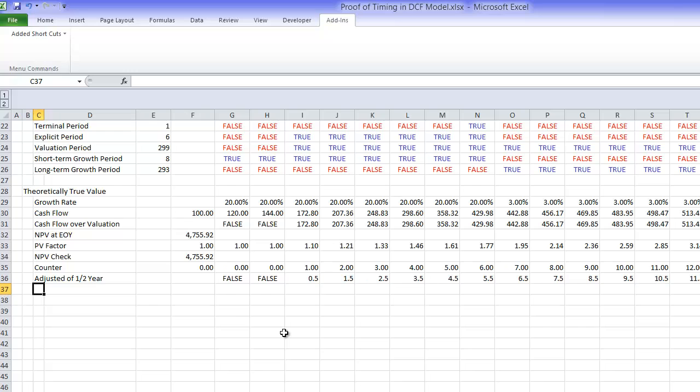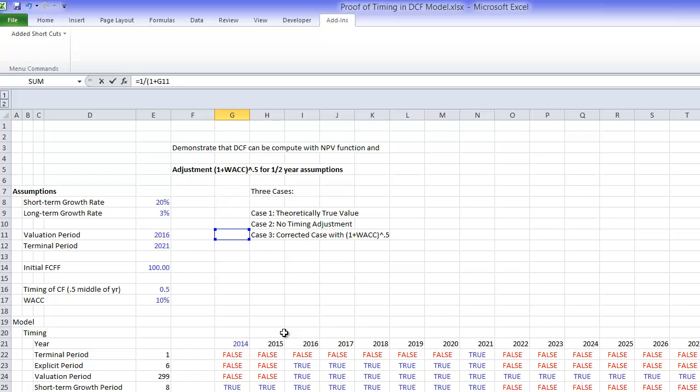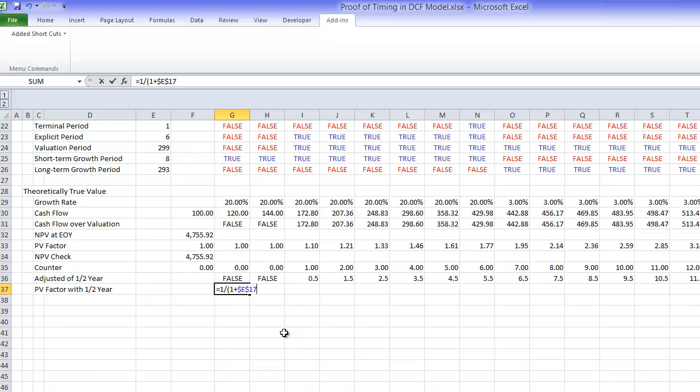unfortunately I see some of the simplistic formulas won't work, but then we'll put a PV factor with 1/2 year. Okay, and that PV factor with 1/2 year is simply 1 divided by 1 plus the WACC raised to this number we just computed.